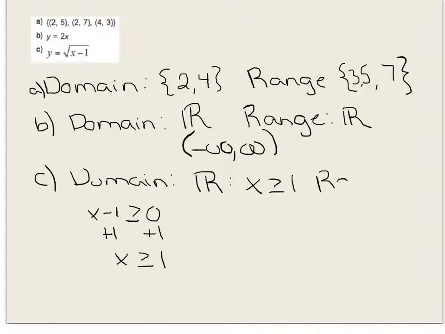My range is a little tricky too. So when we originally did square roots, I told you that the square root of any number was a positive and a negative. That's true. But think about how that would work.